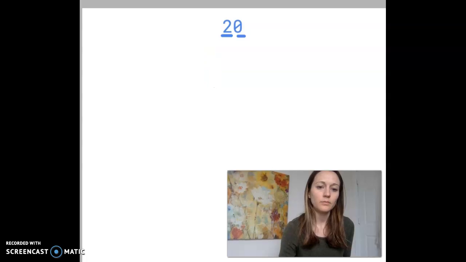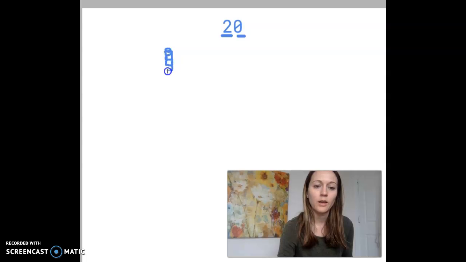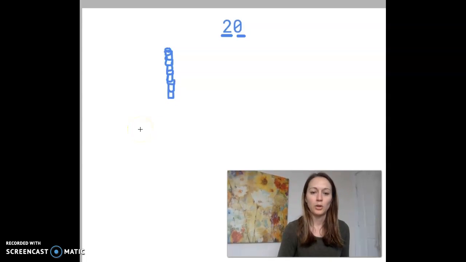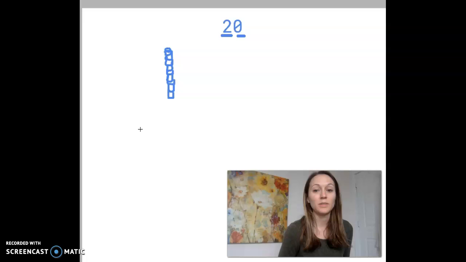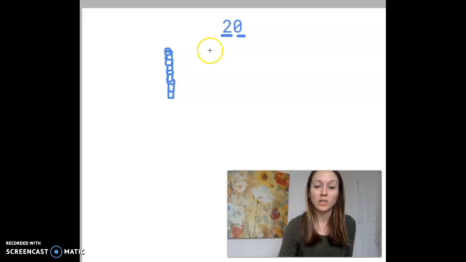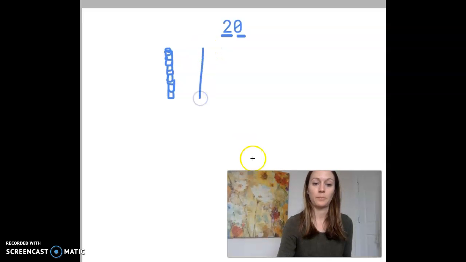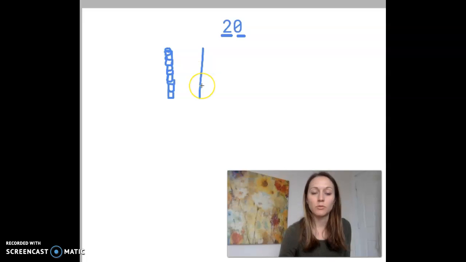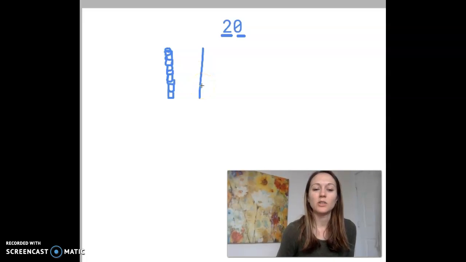Now, when I draw a 10 like this, 1, 2, 3, 4, 5, 6, 7, 8, 9, 10. Why wouldn't I use it that way? I wouldn't because that took me too long. Think about it. That took me about 10 seconds to make. Watch how fast this one takes me. 1. So we just use lines like this to represent a 10. That way we're not taking too much time.